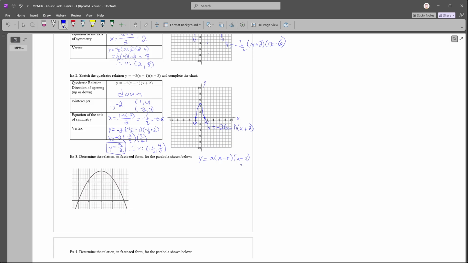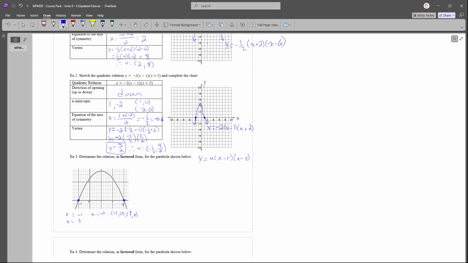So what are r and s? R and s are our x-intercepts. So we can just look at this and we can see what they are. We see one right here and we see one right here. Now I know it's a little difficult to see, but that's at negative 1 and this is at 3. So that means that r is equal to negative 1 and s is equal to 3. So our x-intercepts, if we need to know them, are negative 1, 0, and 3, 0.